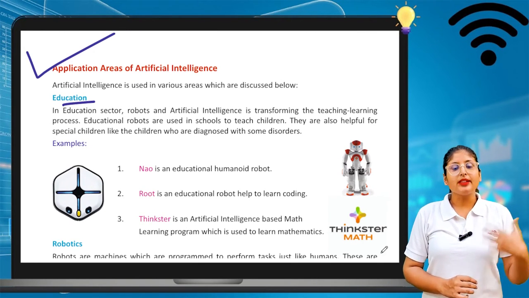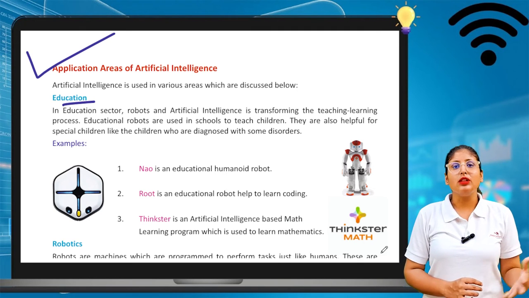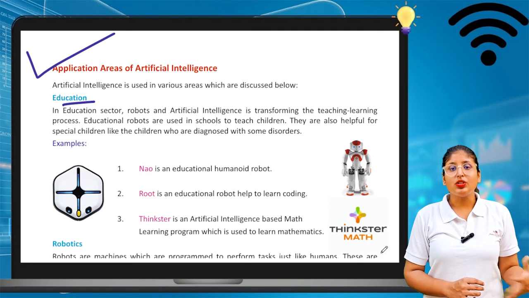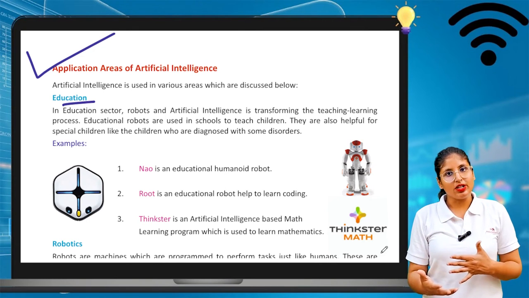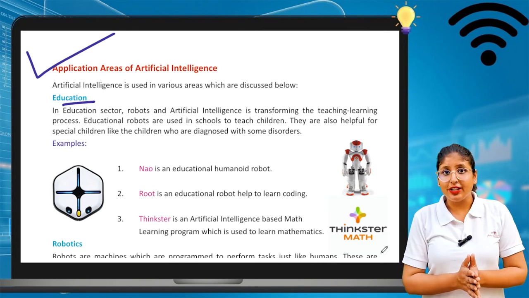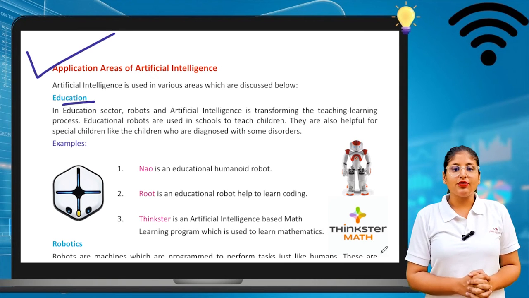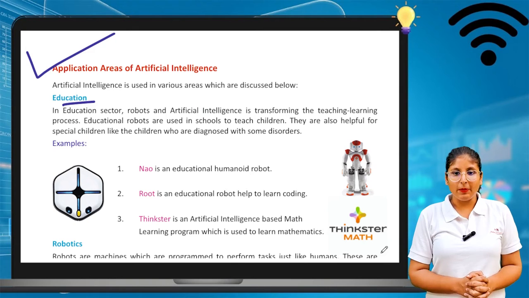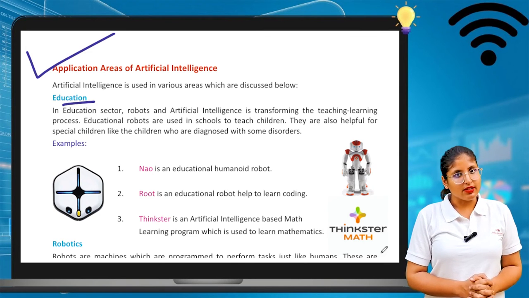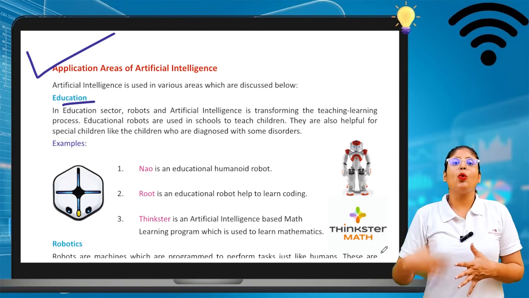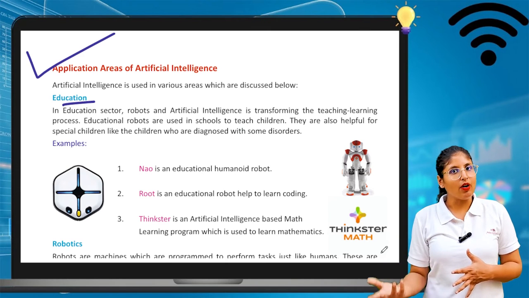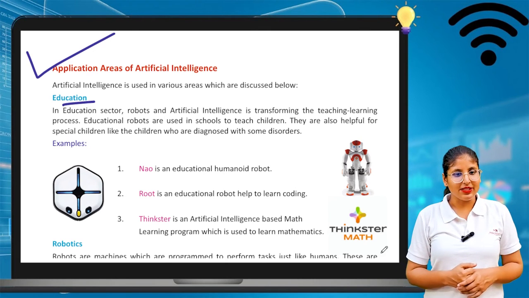Nowadays, in the education field, different robots are there to teach students. Normally, for teaching purposes, artificial intelligence is there. In the education sector, robots and artificial intelligence are transforming the teaching-learning processes. The teaching-learning process has evolved with the help of artificial intelligence.